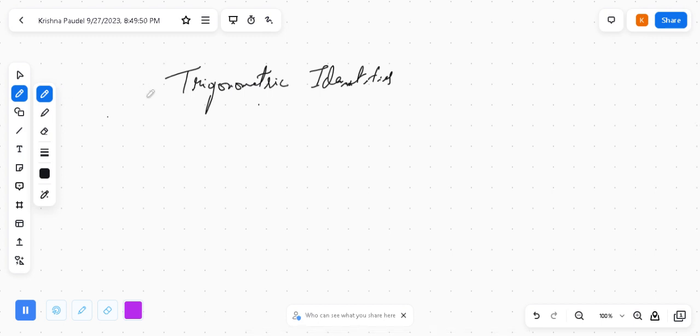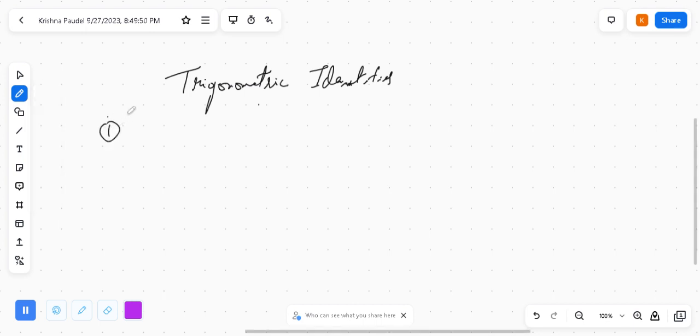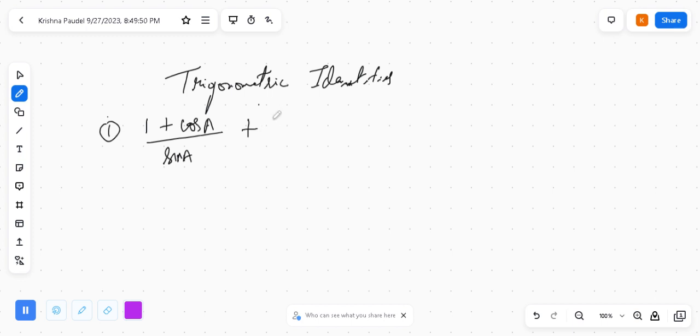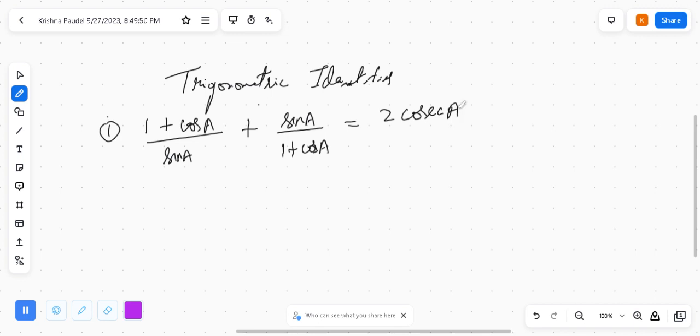Okay, so let's take this sum: 1 plus cos A divided by sin A, plus sin A divided by 1 plus cos A is equal to. So we need to know the hint here, otherwise we will get stuck.